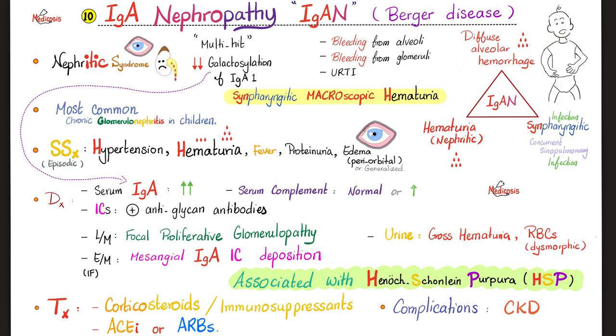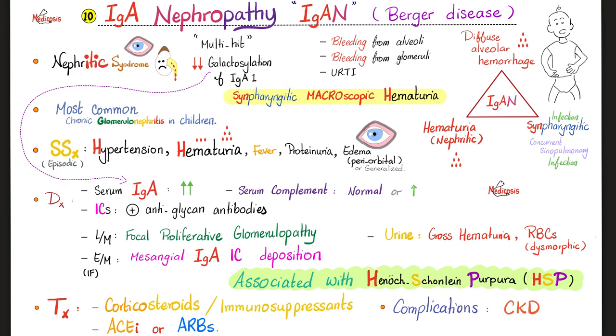It can happen at the same time. And if it does, we call it synpharyngitic macroscopic hematuria. The baby is having blood in the urine. I can see the blood with my naked eye. I do not need a microscope for that. And there is pharyngitis at the same moment. Synpharyngitic macroscopic hematuria. It doesn't have to be synpharyngitic.